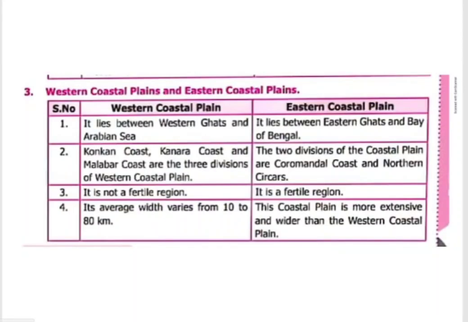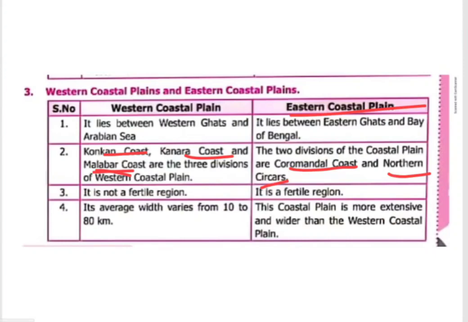The Western Coastal Plain consists of the Konkan Coast, Canara Coast, and Malabar Coast. So three coasts are there, the divisions of the Western Coastal Plain. The Konkan Coast is in the Maharashtra region. The Karnataka coastal region is called the Canara Coast. The Kerala coastal region is called the Malabar Coast. Likewise, the Eastern Coastal Plain is divided into two: one is the Coromandel Coast and the second one is the Northern Circars.